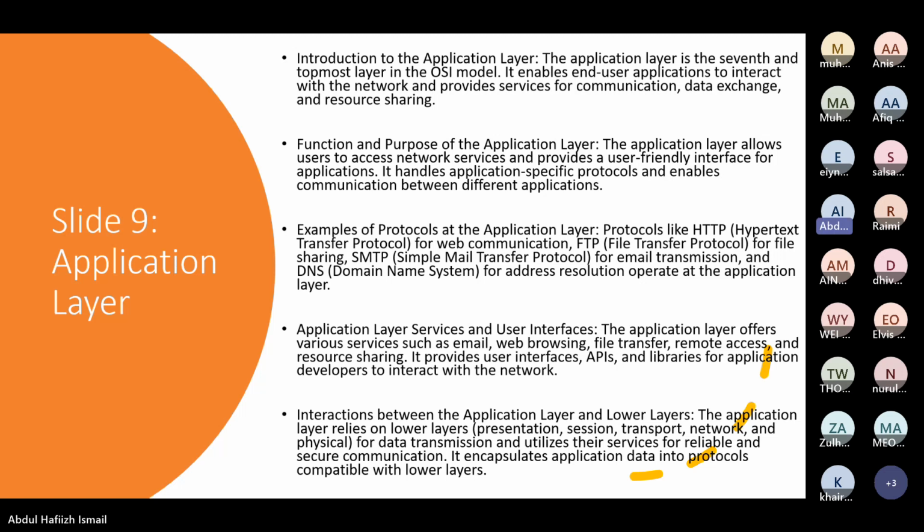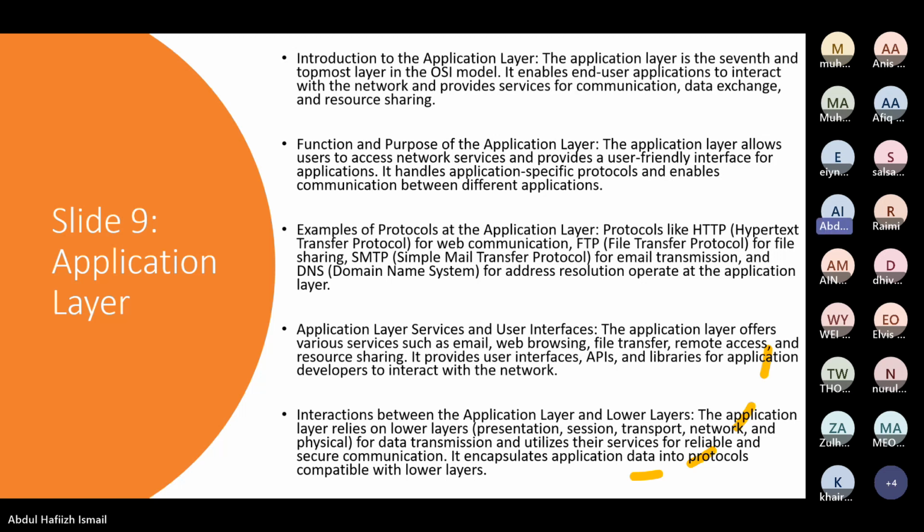So the application layer provides a wide range of services to meet the needs of various applications. These services include email, web browsing, file transfer, remote access, and also resource sharing, among others. It offers users interfaces, APIs, and libraries that application developers can leverage to interact with the user.